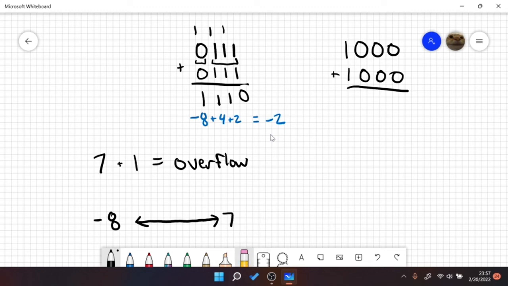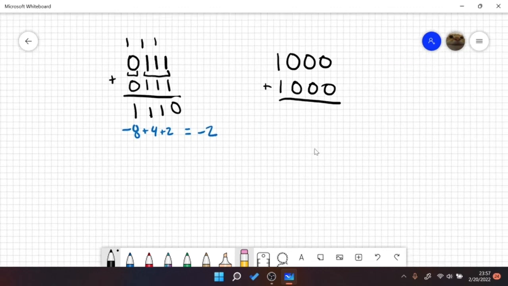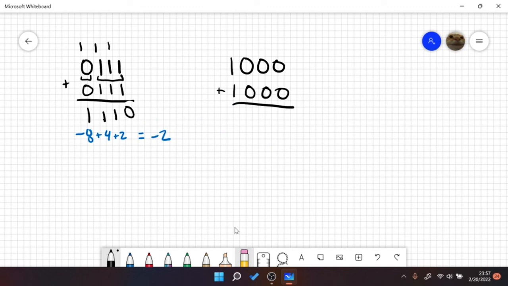So let's just work out another problem so we can see this concept happening. So this is negative 8, and we're doing negative 8 plus negative 8. So we expect negative 16, but when we add these together, we get 0. Obviously, that's not right. So we know that there's overflow occurring here.